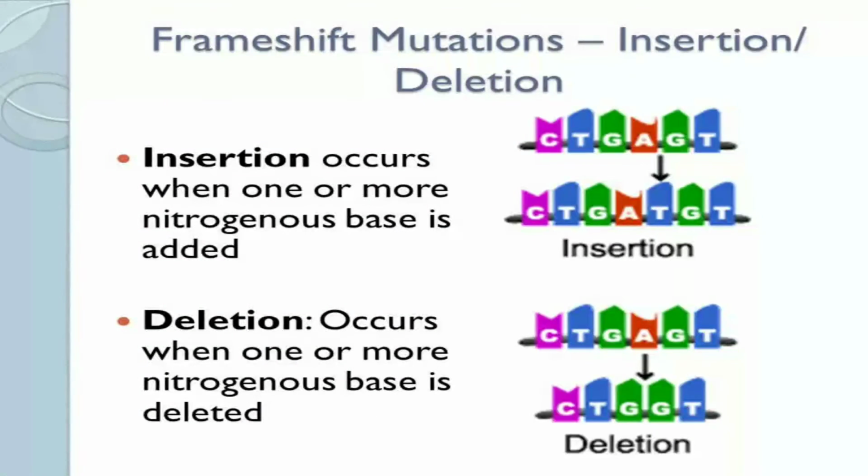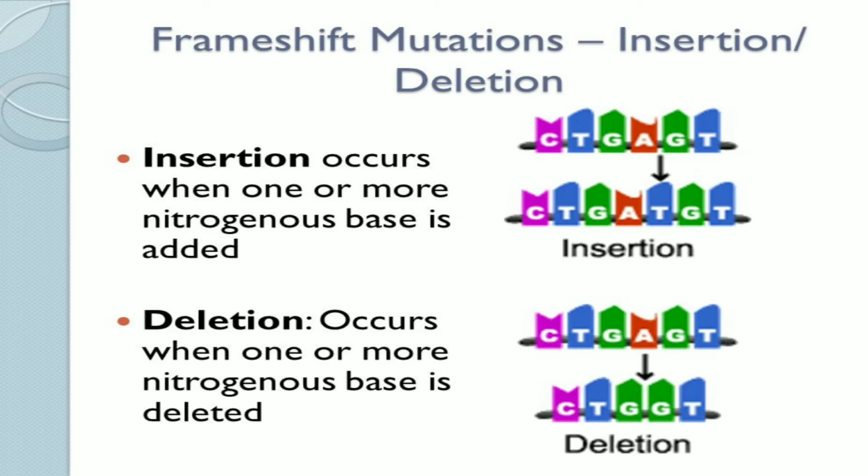Now, gene mutations could be insertions, deletions, or replacements. Insertion occurs when one or more nitrogenous bases are added. For example, here you can see in this sequence the parent genome is CTG-AGT, and in the next generation we see one additional nucleotide gets added, which altogether changes the sequence of the amino acids and consequently the proteins which are to be synthesized by the subsequent nucleotides.